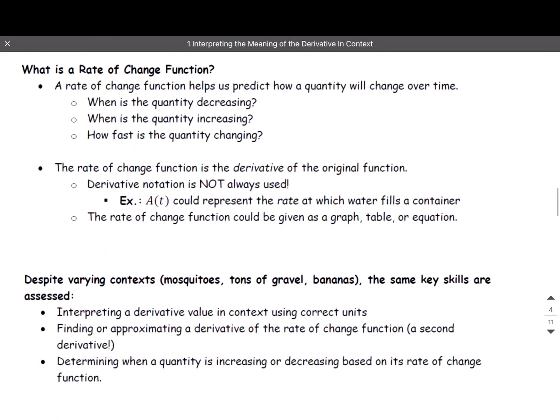Now, what is a rate of change function? A rate of change function helps us predict how a quantity will change over time. When is the quantity increasing? When is it decreasing? And how fast is the quantity changing? Now, here's the key here.